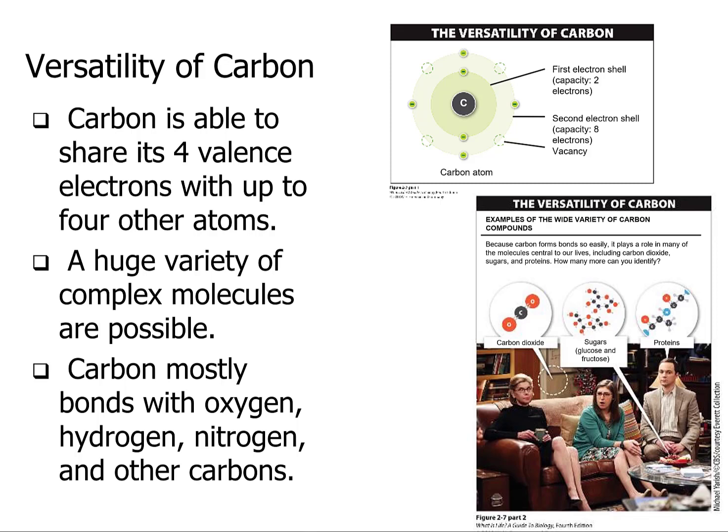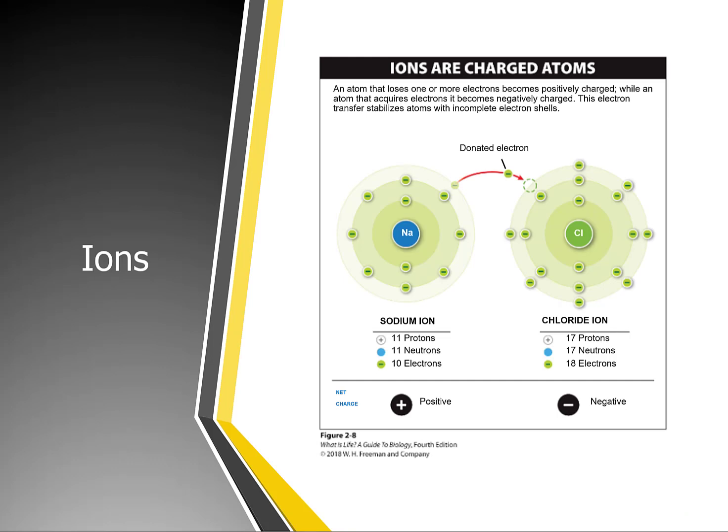So carbon is available, of course, as we've already talked about, with four valence electrons. To satisfy the octet rule, we need four more electrons. A huge variety of complex molecules are possible. Carbon bonds with oxygen, hydrogen, nitrogen, and other carbons. And so we know in covalent bonds that's the case. But with ions, unfortunately, or fortunately, however you want to look at it, we have to have close to the full complement of the outer shell, like in the chloride, and the sodium is all but one.